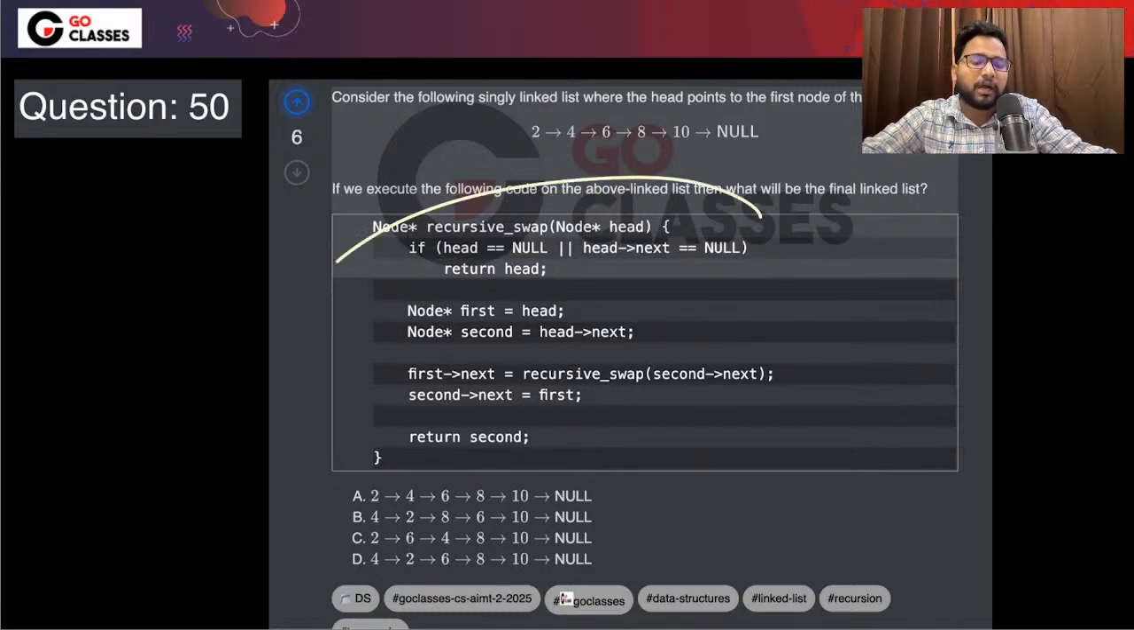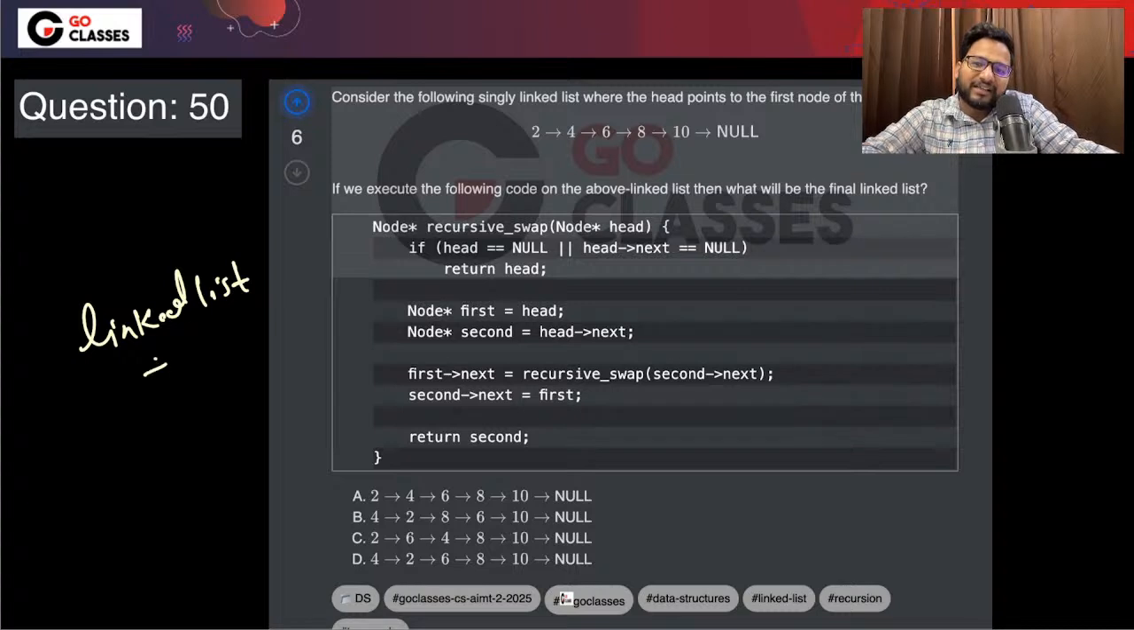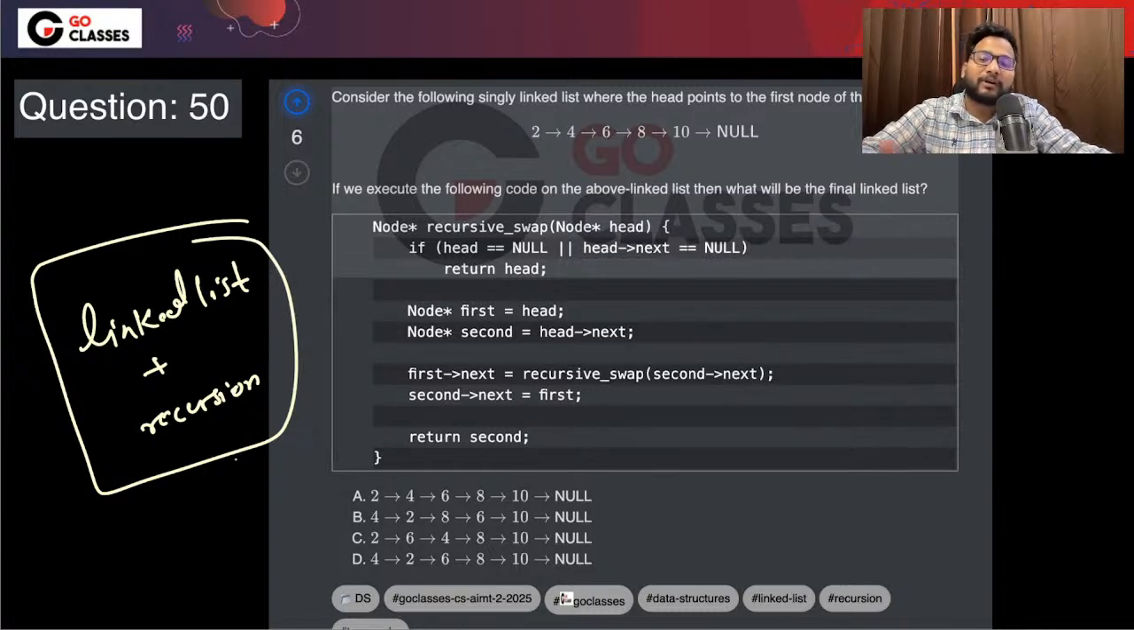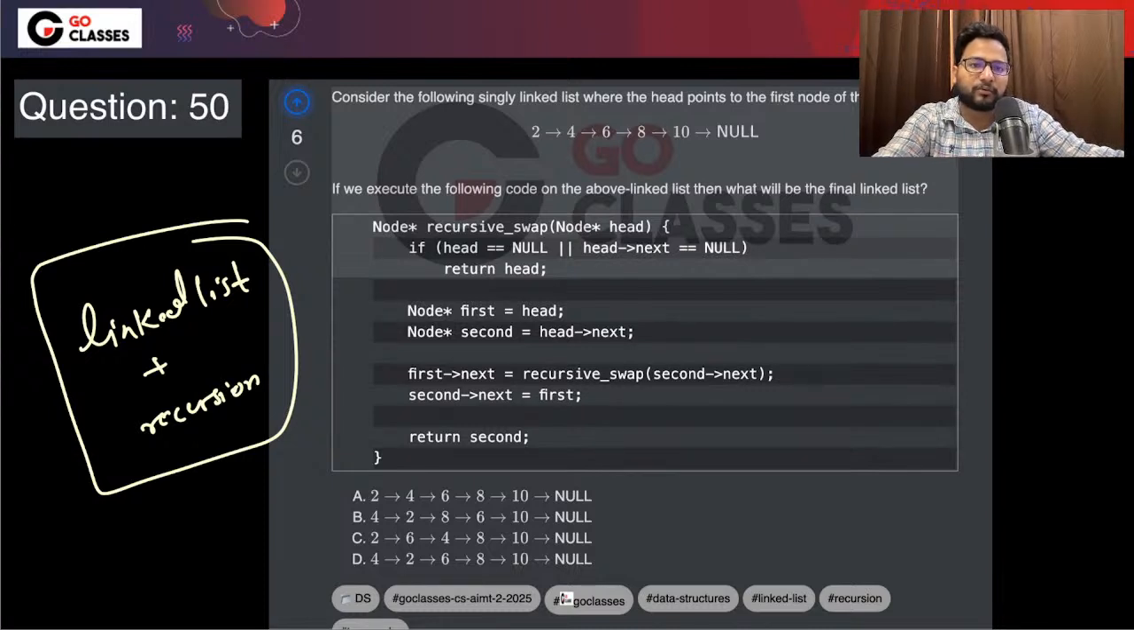This is doing something. Now see, linked list and recursion. I can say this is a little dangerous combination. If you are having recursion on a linked list, then you should be a little bit more careful than with the usual linked list question or the usual recursion question. So let's get started and see what this question is saying.